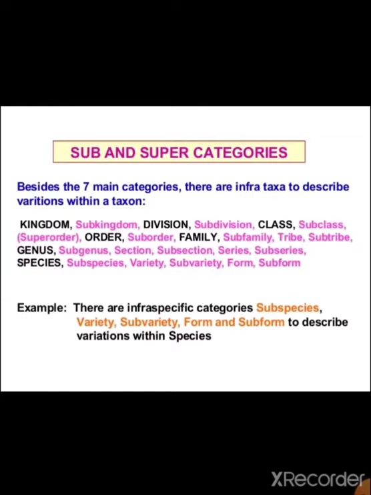Sub and super categories. Besides the seven main categories, there are infra-taxa to describe variation in a kingdom. Kingdom and subkingdom, division and subdivision, class, subclass, order, suborder, family, subfamily, tribe, subtribe, genus, subgenus, section, subsection, series, subseries. Species may be further divided into subcategories: subspecies, varieties, subvariety, forma, subforma.